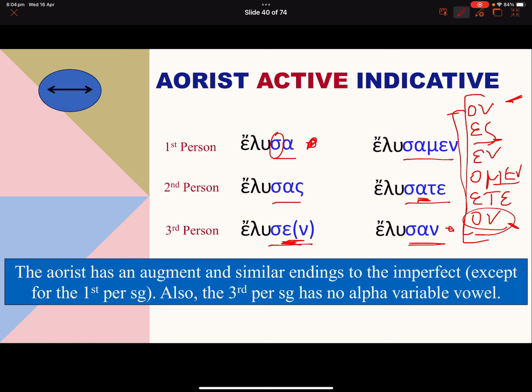So the aorist active indicative is elusa, elusas, elusen, elusamen, elusate, elusan. So we're not really learning a new set of endings. All we're sort of doing is adding in that tense formative, that sa, and then retaining these endings. We obviously don't have a connecting vowel anymore because of that tense formative.